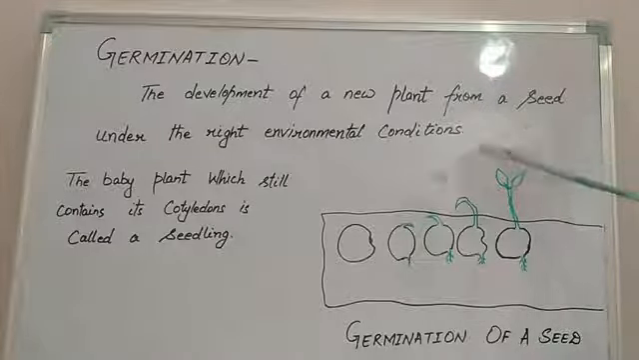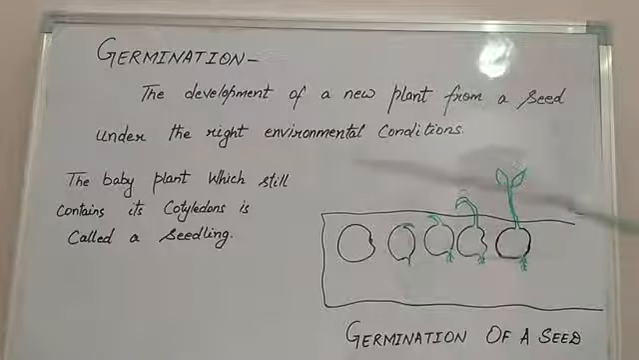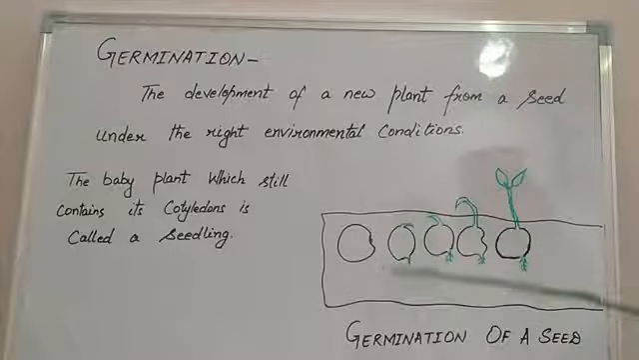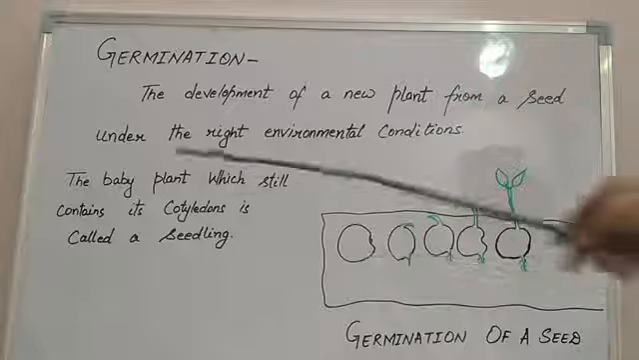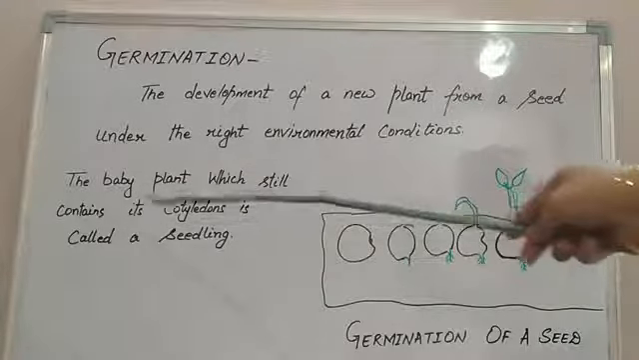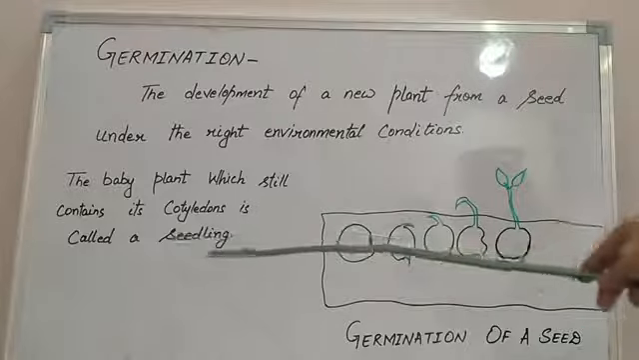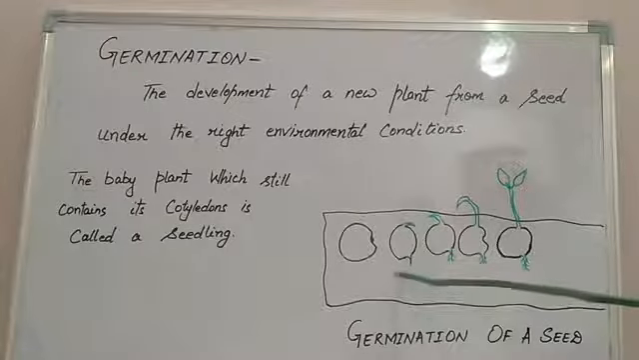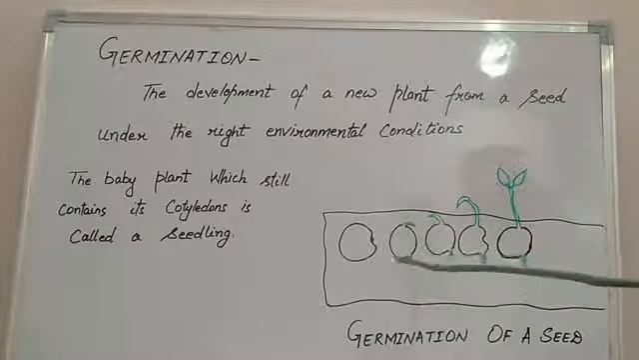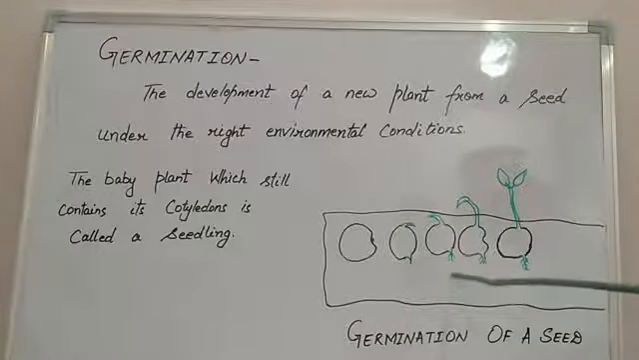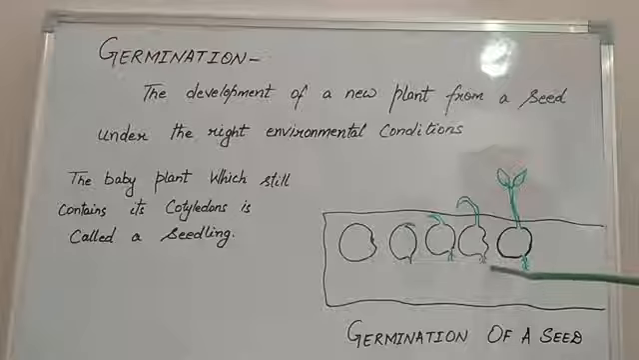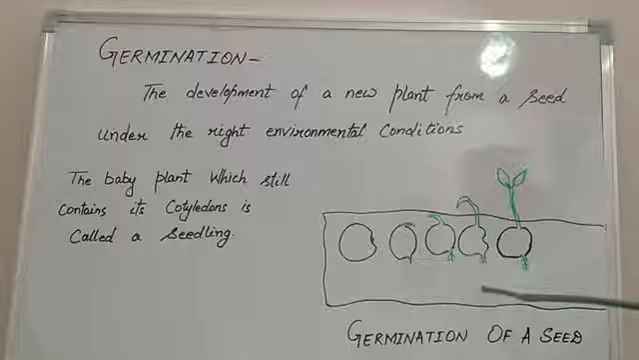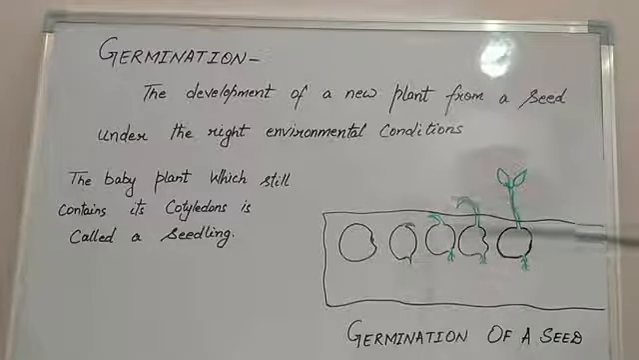As you all know, the seed itself contains cotyledon or seed leaves, which give food for the baby plant. The baby plant, which still contains its cotyledon, is called a seedling. When seeds are planted, they first grow roots. Once these roots take hold, a small plant will begin to emerge and eventually break through the soil. When this happens, we say that the seed has sprouted.